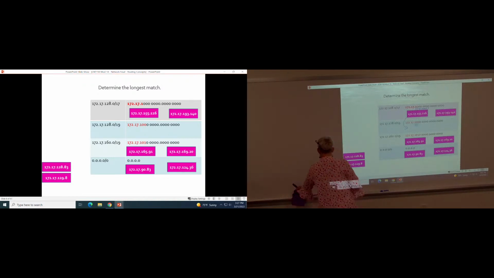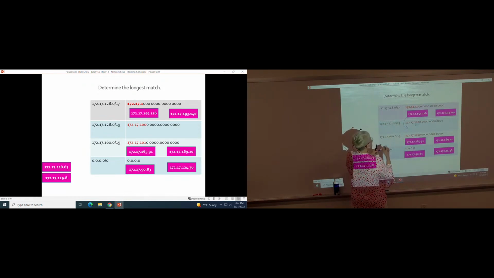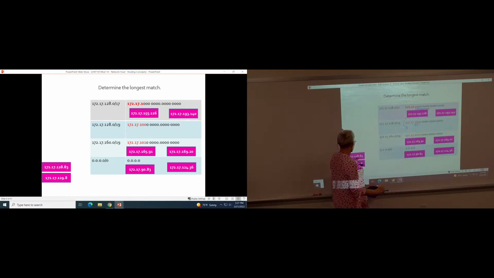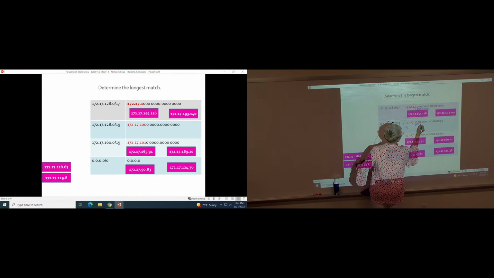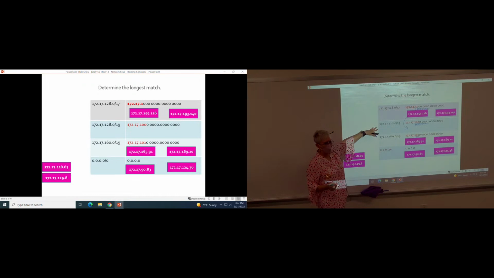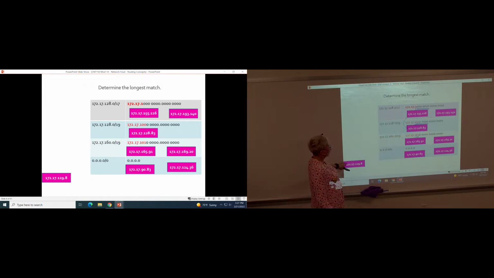Well, let's see. So if we did 128, it matches this one, right? Okay, but then let's see. If I do 128, do I have more? I have more. So it looks to me, because see here, it doesn't work, right? So I think it's the 19. The 19. And what about 129? Same reason, right? The same reason, 129.